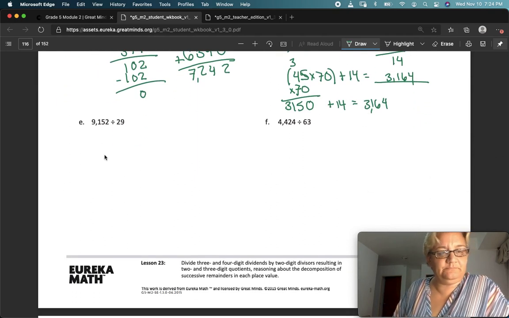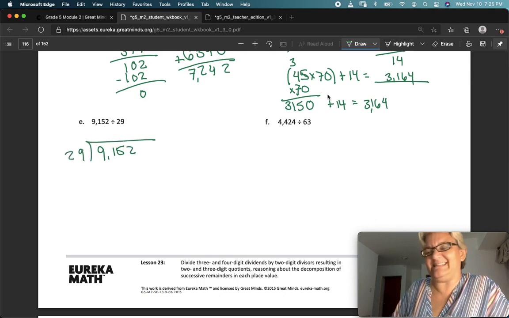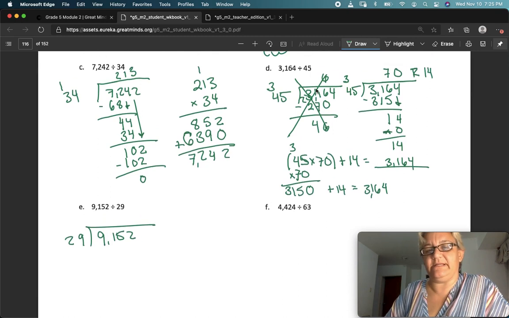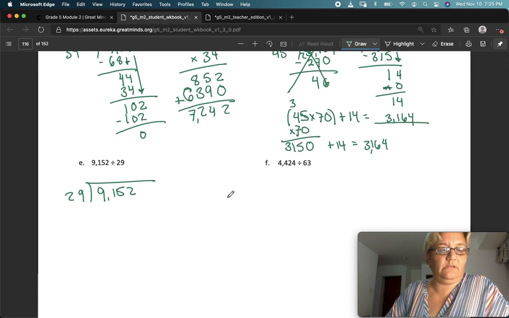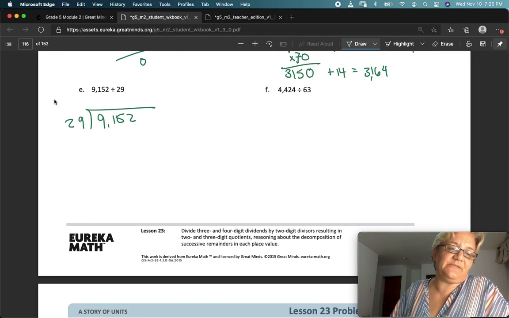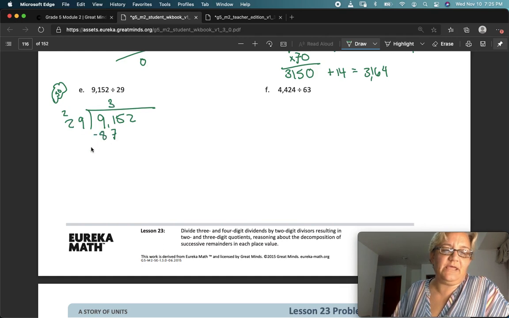Next one, 9,152 divided by 29. Like I said, it's not a mistake, it was just a poor calculation, so we did it over. Next one, 29. Well, if we rolled that up to 30, 30 times 3 is 90, so let's try 3. 3 times 9 is 27, carry the 2. 3 times 2 is 6, plus 2 is 7, 8, okay. And subtract 11 minus 7 is 4. Bring down the 5. 29 is going to go into 45 one time.